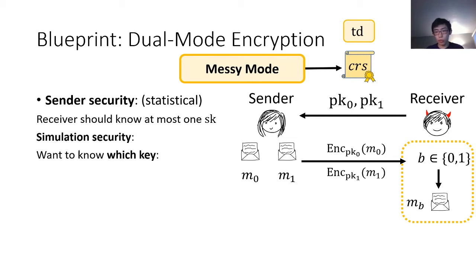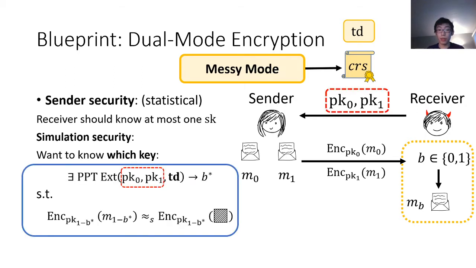What it ensures, intuitively, is that the receiver shouldn't get information about both the messages. To be more precise, we want a strong definition of simulation security. In some sense, what we want is that for all potential first messages of the receiver, there should be at least one secret key that the receiver knows. The way we model that is by requiring the existence of an extractor that takes as input the first message of the receiver and extracts a bit B star such that the receiver cannot get any information about encryptions under the other key, 1 minus B star. So that's how we model security.